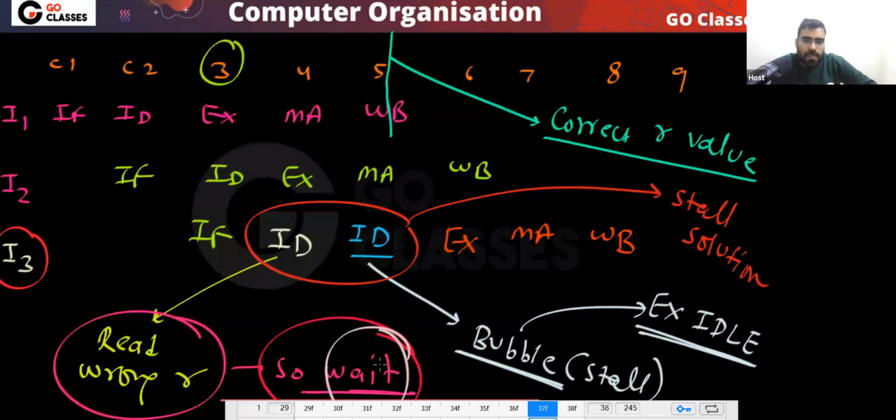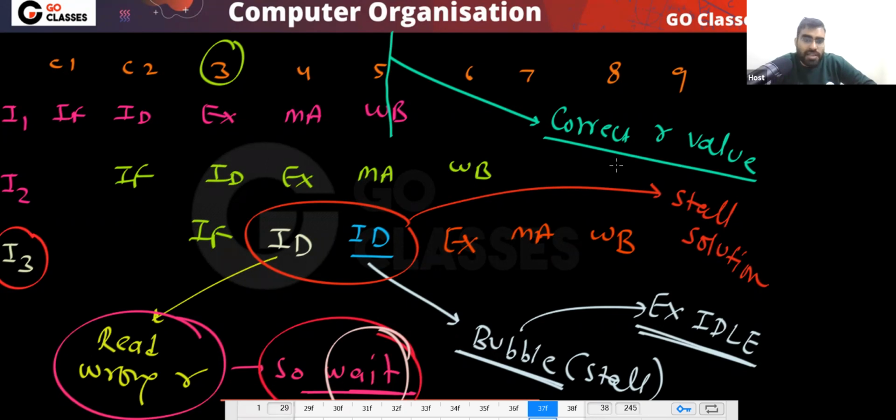Is this understood? Let me know. Can you notice now? Because we are waiting, because we are delaying our read, we are getting the correct execution. We don't want to read the wrong value. We don't want to make any mistake. We will wait, no problem. We will stall, no problem.